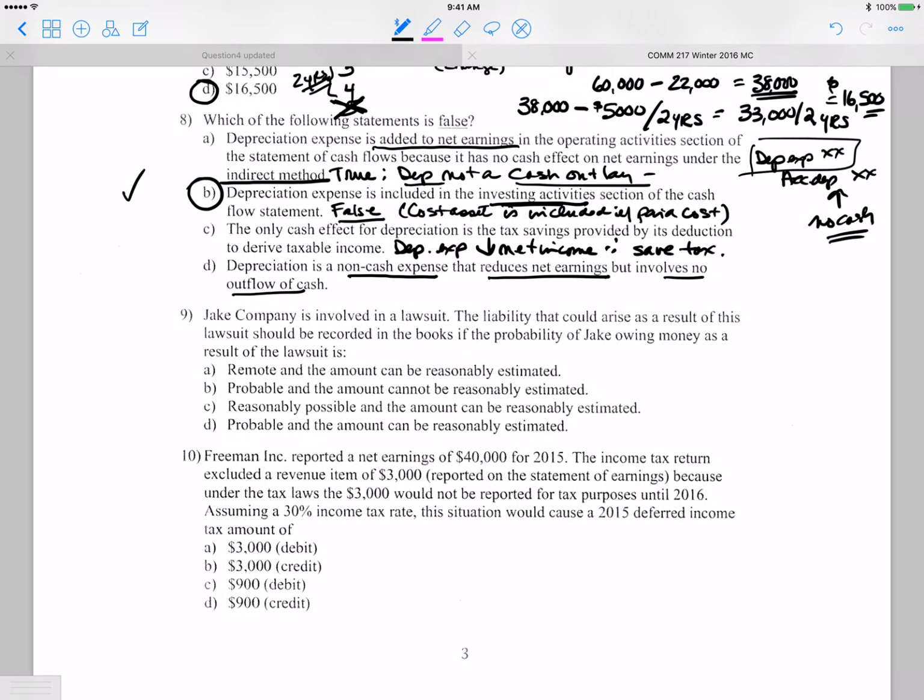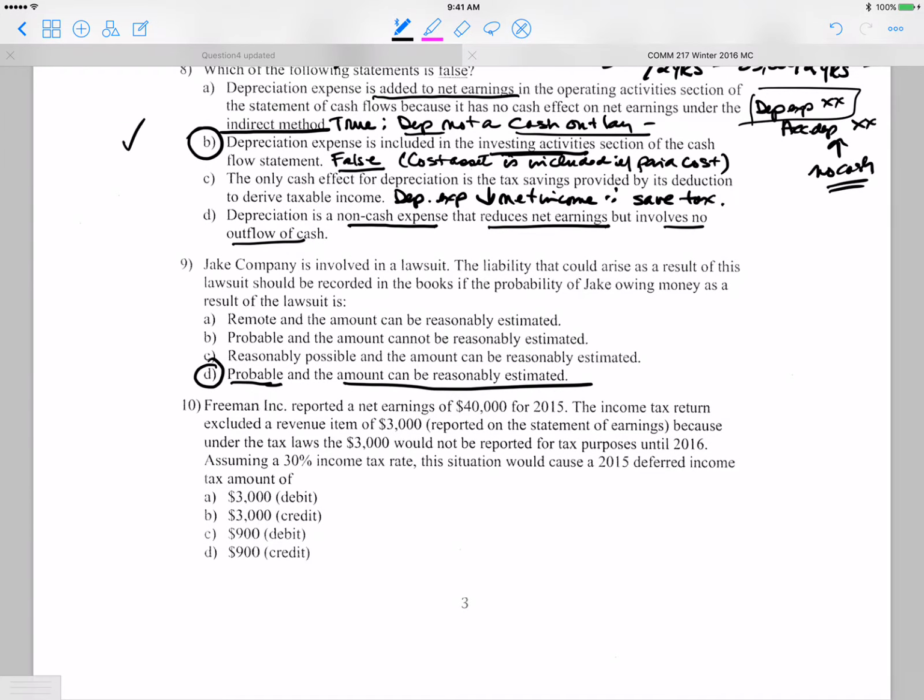Question 9 is about a lawsuit, and the liability that could arise as a result of this lawsuit should be recorded in the books if the probability of Jake owing money as a result of the lawsuit is D, probable. Look in your book, probable. There are 2 conditions. The payment of a certain amount of money has to be probable, and then the amount has to be reasonably estimated. So the answer is D.